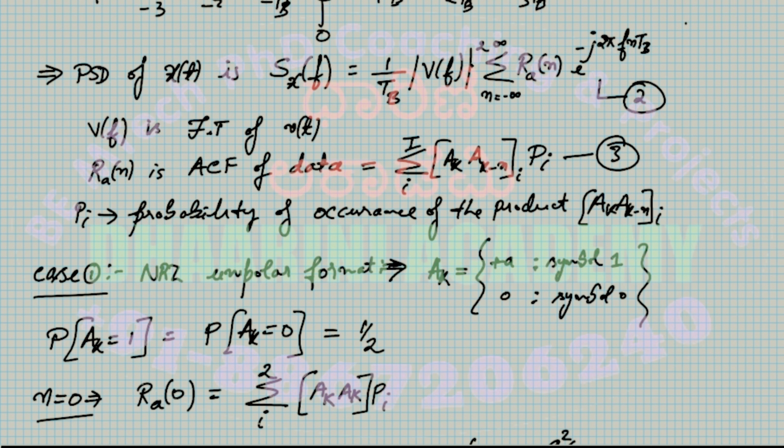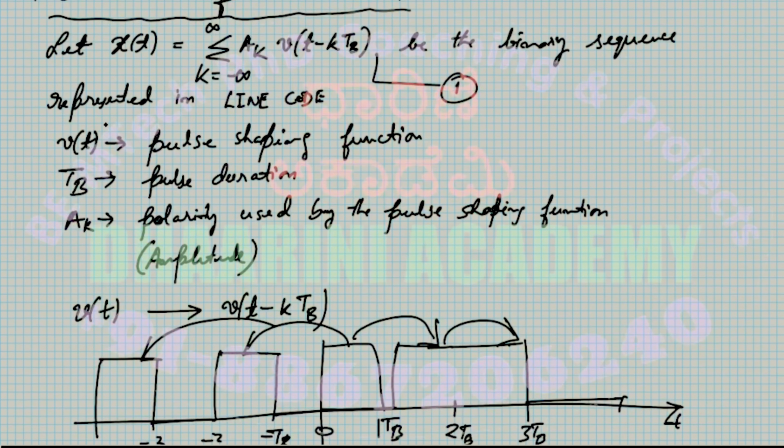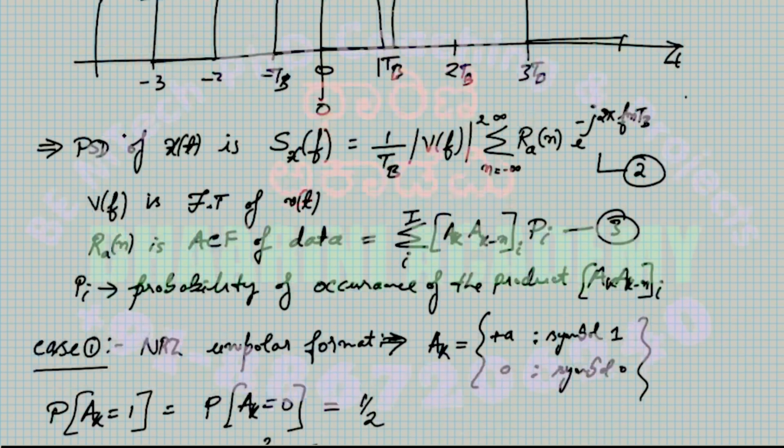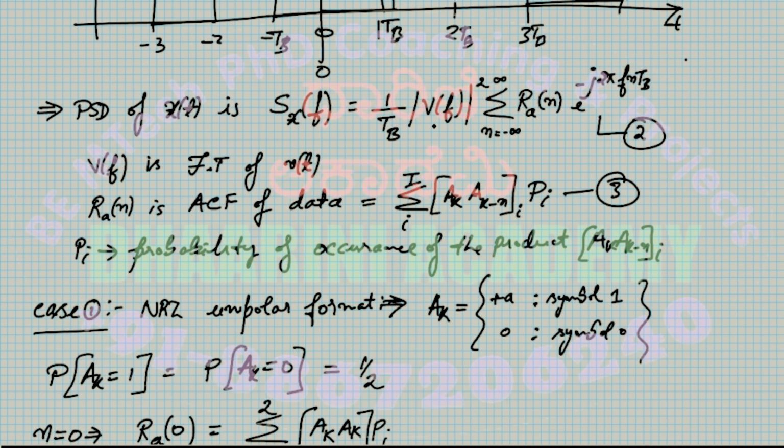See, magnitude of V of f square. V of f is still there. V is capital, and I'll tell you what capital V is. We already had a small v here, that is v of t, the pulse shaping function. I'm taking the Fourier transform of that, and that is denoted by capital V. You can understand a Fourier transform is being taken just by looking at this, because inside the bracket I have f. Look at the next line: V of f is the Fourier transform of v of t.